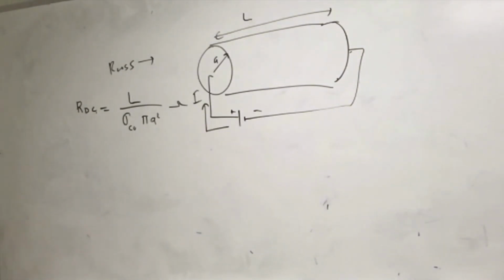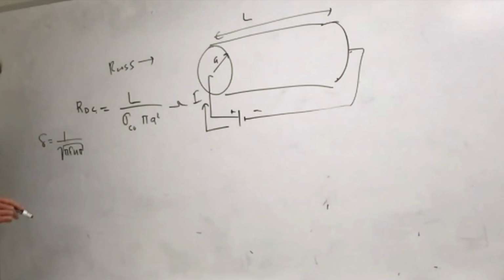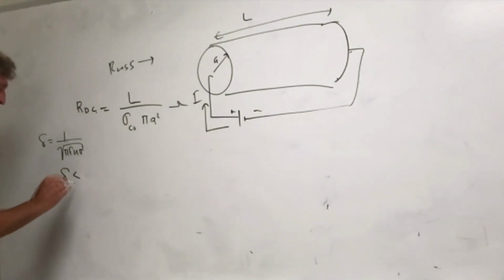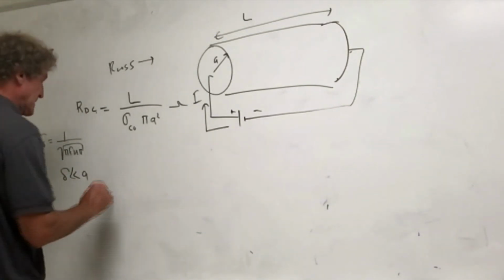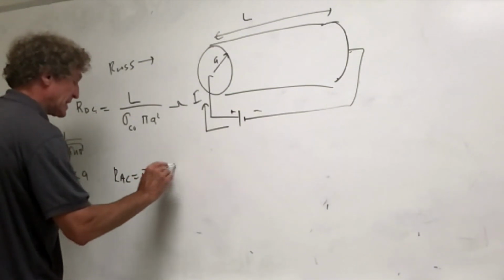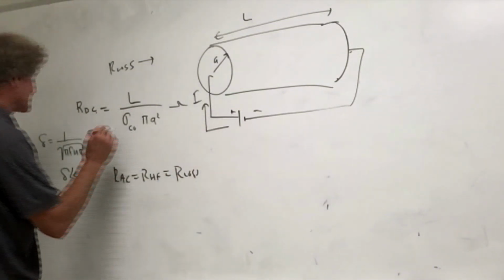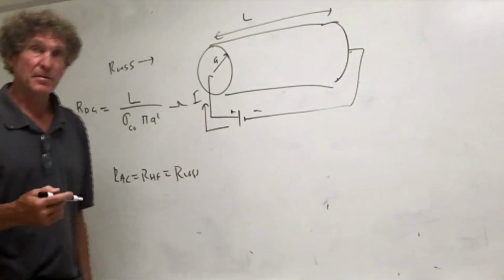Now that may be the resistance you're going to use, but then you go ahead and calculate the skin depth, which is 1 over the square root of pi f mu sigma. And if the skin depth is much less than A, because that's usually the case, then you say that R_AC, or R high frequency, is the loss. This would be the loss if the skin depth was very long compared to the radius.